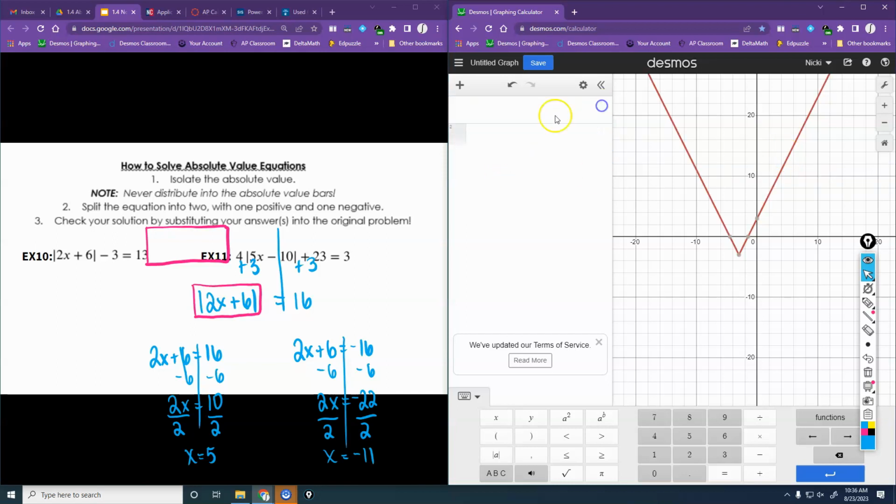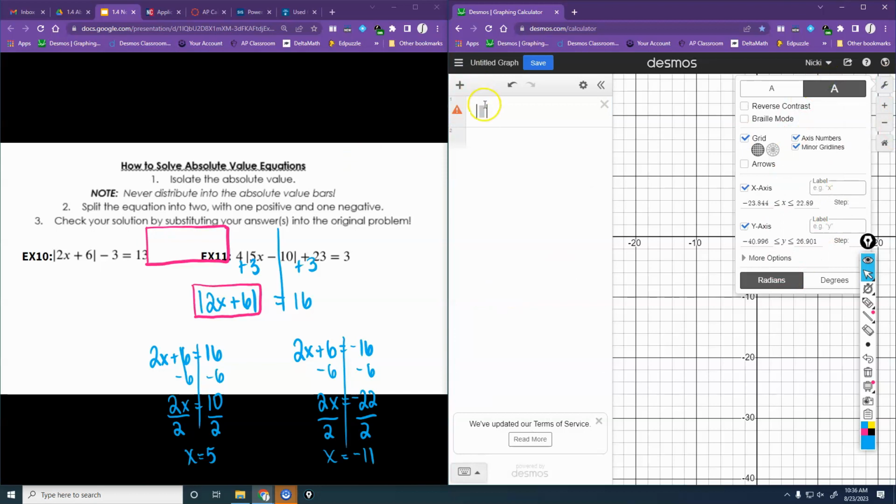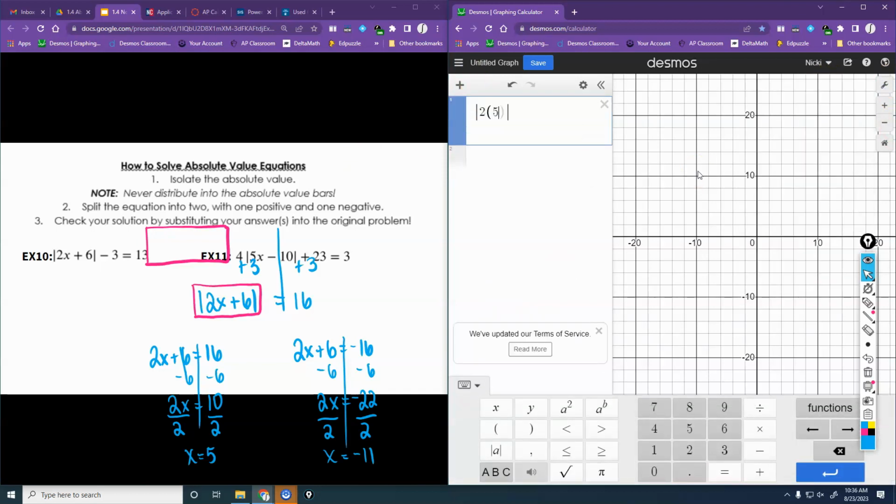Another way to check is to plug in the number. So if I do absolute value of 2 times 5 plus 6, actually let me use the absolute value bars. I think that'll be easier for you guys to follow. Absolute value of 2 times 5 plus 6 minus 3. I get 13, which is what I'm supposed to get, right? And I could go back and change that 5 to a -11 and see I also get 13. So you need to check your answers, and we'll see why on this next problem that we do, I think.